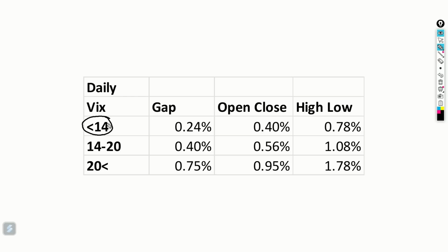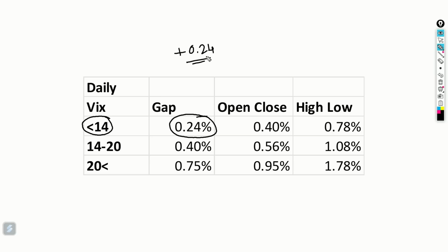So what is the average gap up or gap down? We got to know that if VIX is under 14, we can expect a gap of 0.2% on an average. Here I am using the absolute term. So what exactly do I mean by that? That means if you see an average of 0.24%, do not assume that it is going to be positive 0.24%.